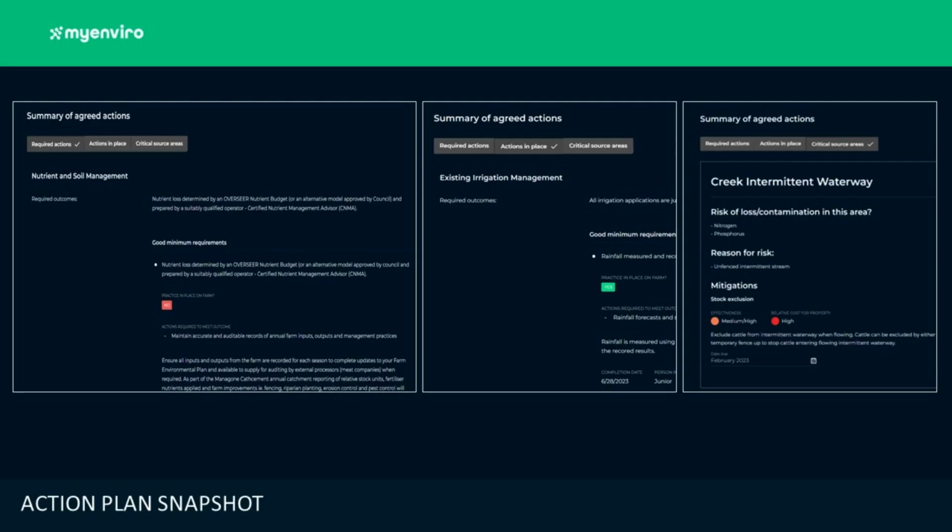Once the base farm plan is completed, an action plan is created. The MyEnviro platform has split up the actions into 4 categories, including irrigation, soil and nutrient management, effluent management, and waterway and wetland management. Each action is allocated a date and a person responsible for achieving the actions.